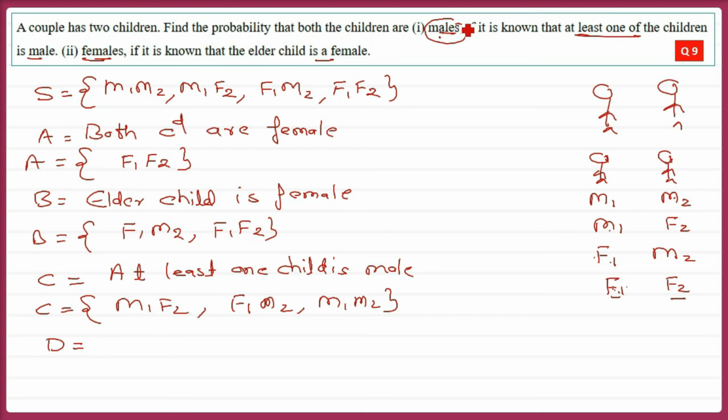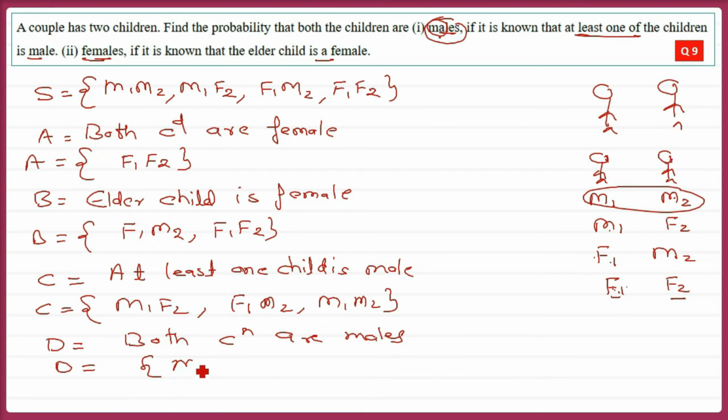Both children are males. Same as both children are female, there is only one element of this set possible. Similarly, both children are males, that is M1 and M2. This is the only possibility. We cannot have a female in between, or first or second can be female. That is not possible in this case.